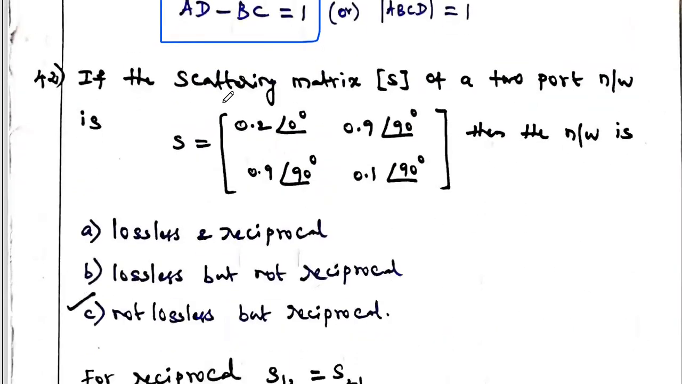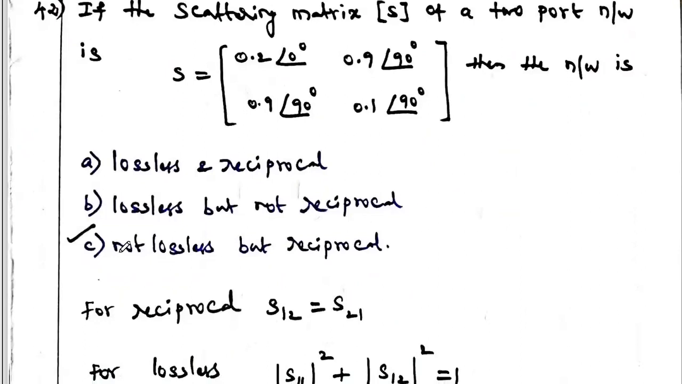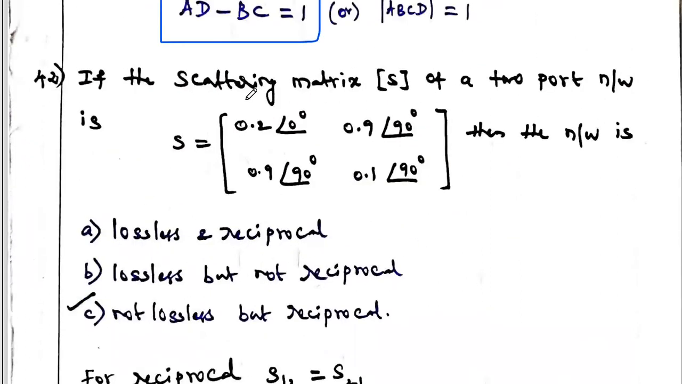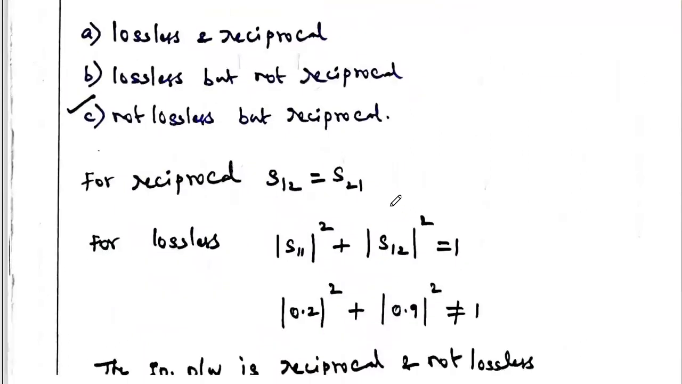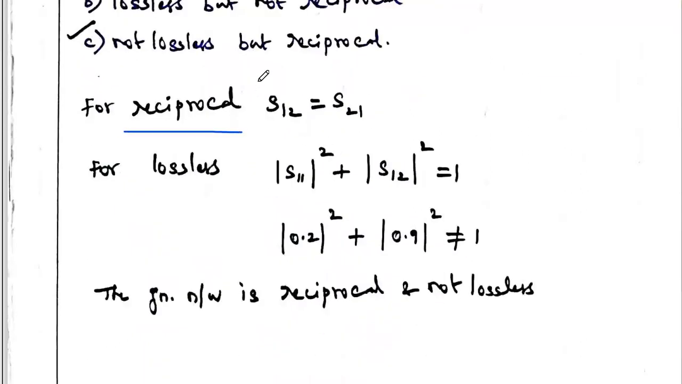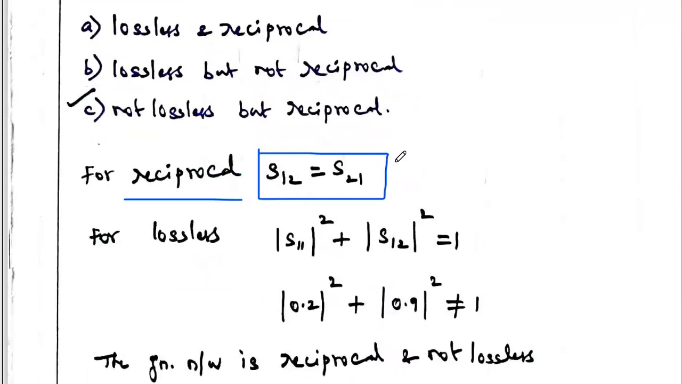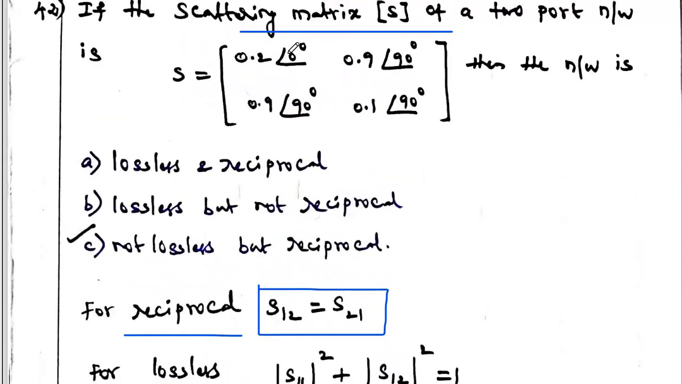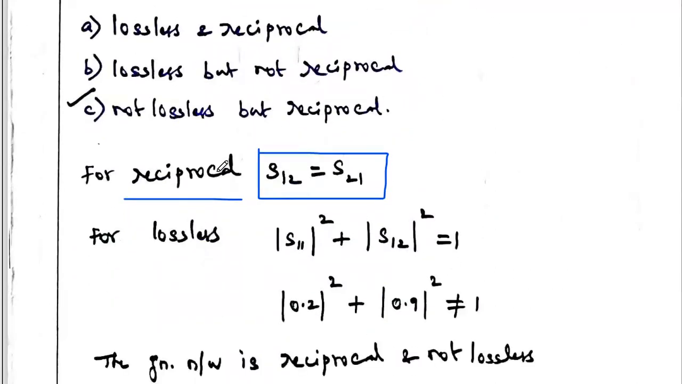Then the next question: if the scattering matrix of a two-port network is given as this one, then the network is dash. Options: lossless and reciprocal, lossless but not reciprocal, not lossless but reciprocal. There is a condition to check whether the given two-port network is lossless or reciprocal. In terms of the S matrix, if a network is reciprocal, the value of S12 and S21 is equal. Here you see S11, S12, S21, S22. You just check the S12 and S21 values; they are equal, so the given network is reciprocal.